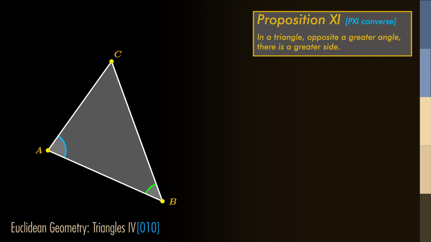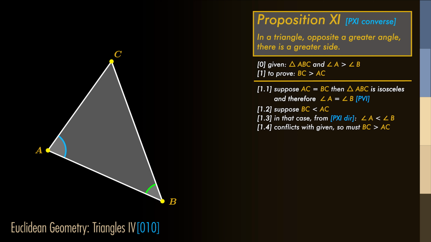We can also state the converse of this proposition. In a triangle, opposite a greater angle, we have a greater side. We show this in triangle ABC. In this triangle, angle A is bigger than angle B. We need to prove that the side BC is bigger than the side AC. First of all, if side BC is equal to AC, then the triangle is isosceles, and we know from proposition 6 that the angle B is equal to angle A in that case.